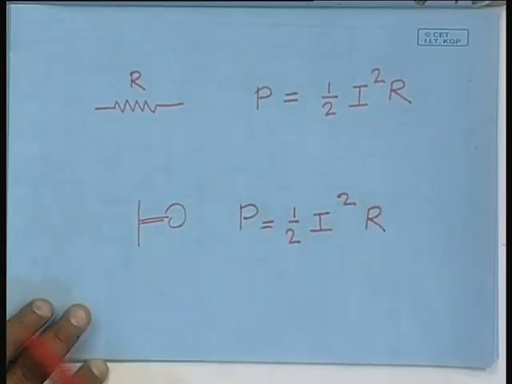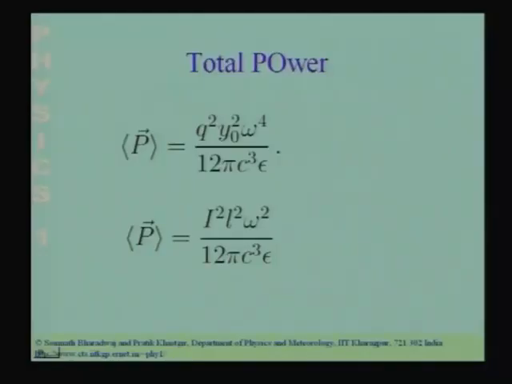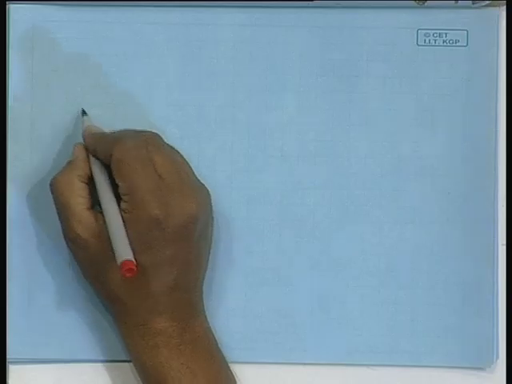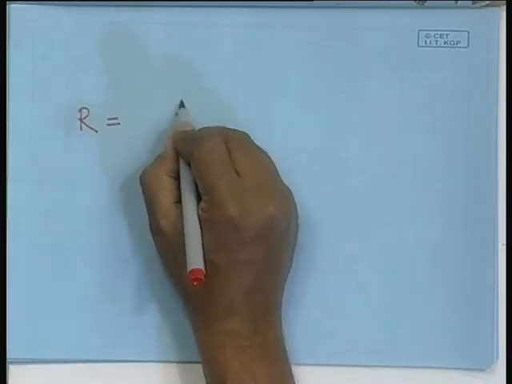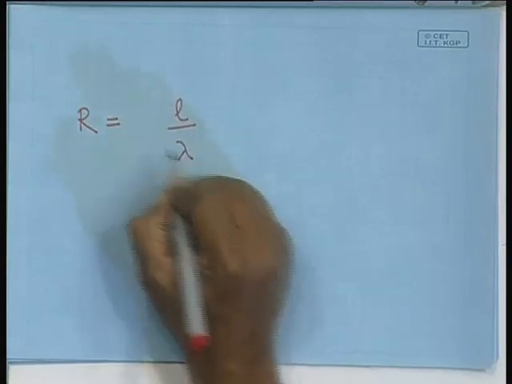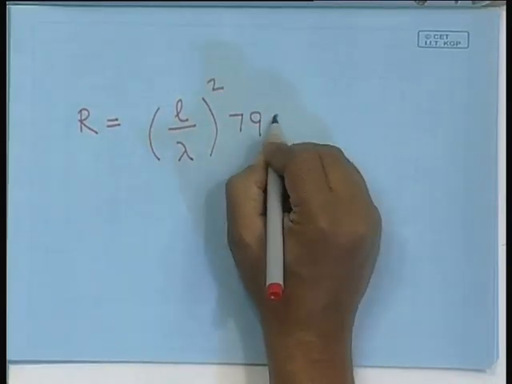so that the power is half I square R. And if you put in the numerical values of all of these constants, and express the angular frequency omega using the wavelength, you get a very convenient expression for the resistance. The resistance comes out to be (L by lambda) squared times 790 ohms.